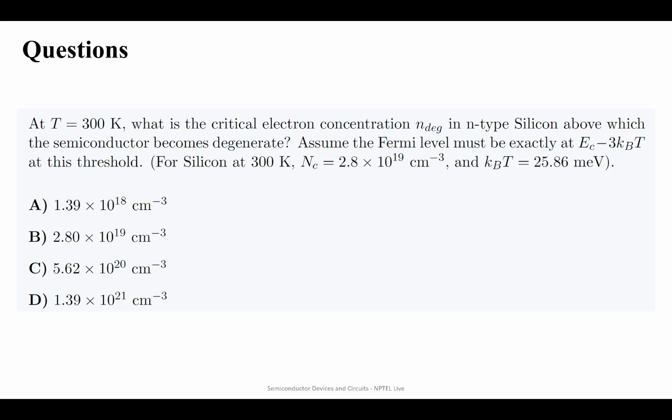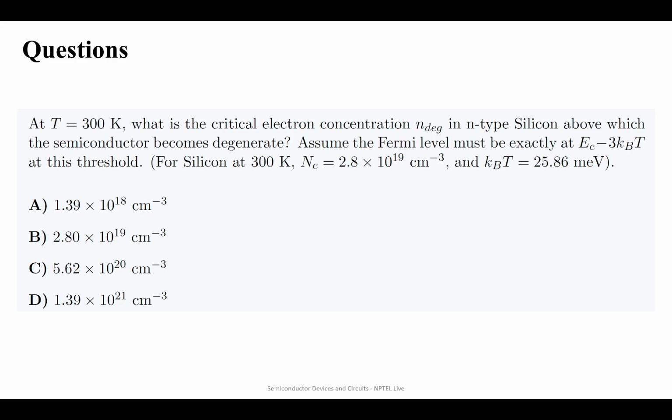At T equals 300 K, what is the critical electron concentration in n-type silicon above which the semiconductor becomes degenerate? Assume the Fermi level must be exactly at EC minus 3 kBT at this threshold. For silicon at 300 K, NC equals 2.8 times 10^19 per centimeter cube and kBT equals 25.86 meV.